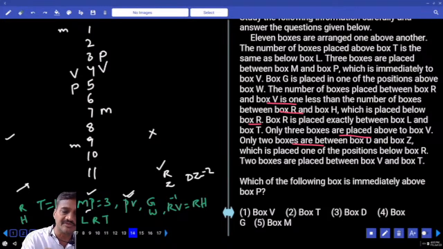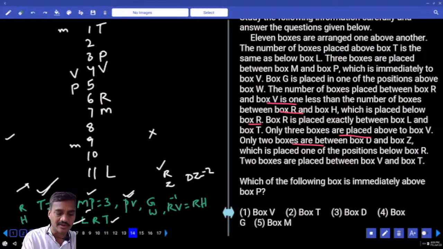Now in between T and V, how many boxes are there? Two boxes. Hence T must be at the first place. Now T is at the first place. T and L must be at the last. Then R is exactly between L and T. Hence R must be at which place? And 6 from either top or the bottom. R is at this. Are you getting this one or not? And now we have done with this information as well.